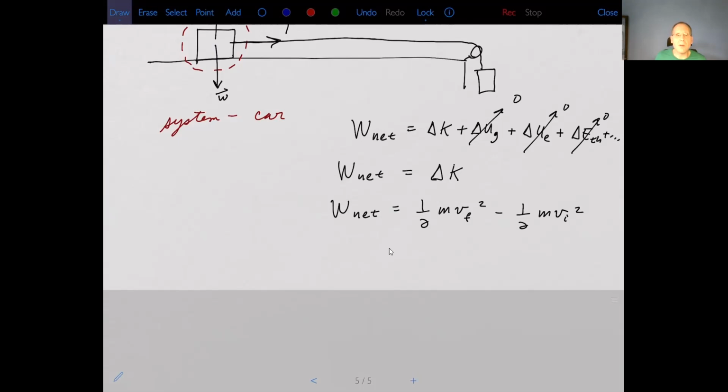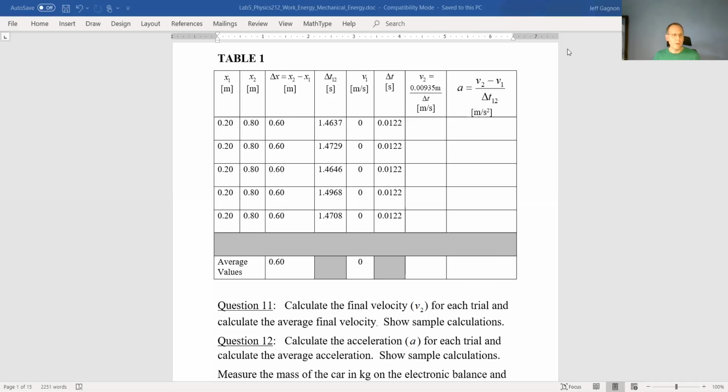Okay, so let me go back to the handout. If you look at the tables, this is the main data table for this part. In every trial, there are 5 trials here, the car started at 0.2 meters and ended at 0.8 meters. So its displacement was simply the final position minus the initial, x2 minus x1, which is 0.6. So the displacement is 0.6 meters. This delta T12 is the total time it took to travel that 0.6 meters.